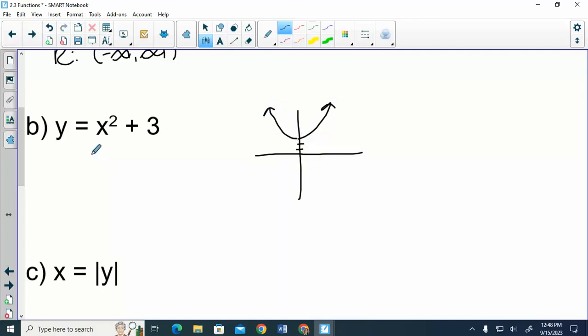So is that a function? Yes, it passes the vertical line test. Domain will be negative infinity to infinity. The range will be 3 to infinity. Good.